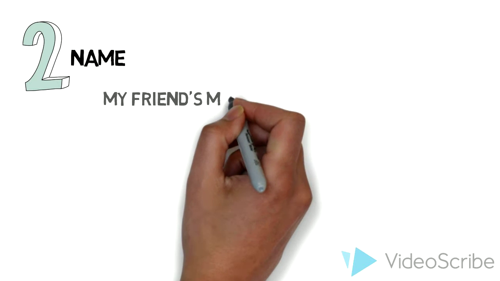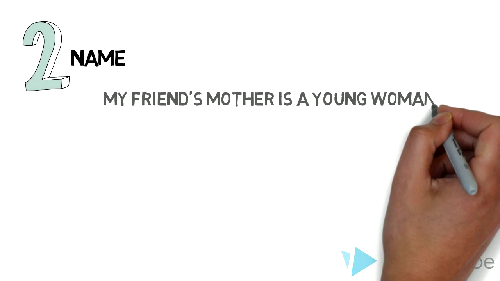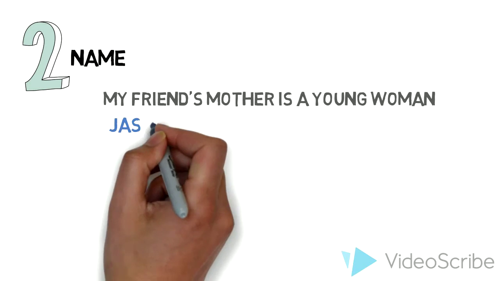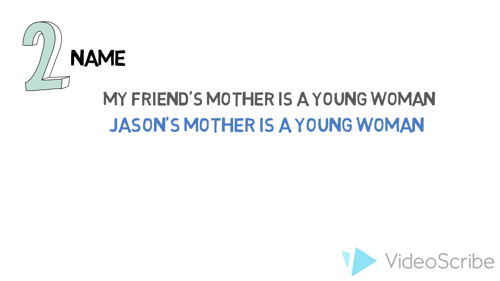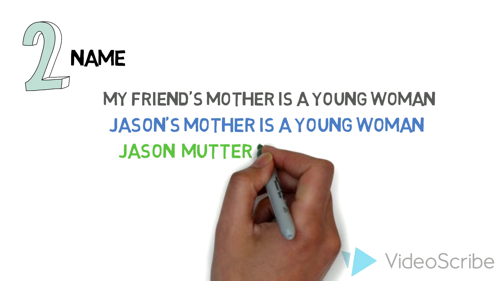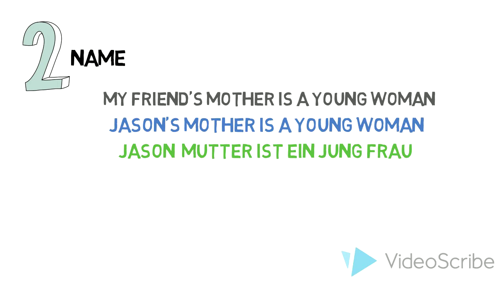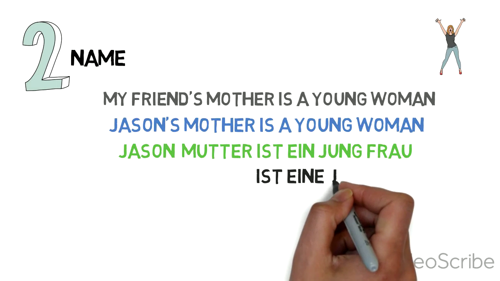There is a second way to decline in genitive, but it only occurs when our subject is actually a name. To clarify, let's take the previous example, and let's suppose our friend's name is actually Jason. So instead of saying, my friend's mother is a young woman, we would say, Jason's mother is a young woman. And doing the translation, Jason's Mutter ist eine Jungfrau. Again, we already know how to decline the is a young woman part. Jason's Mutter ist eine junge Frau.